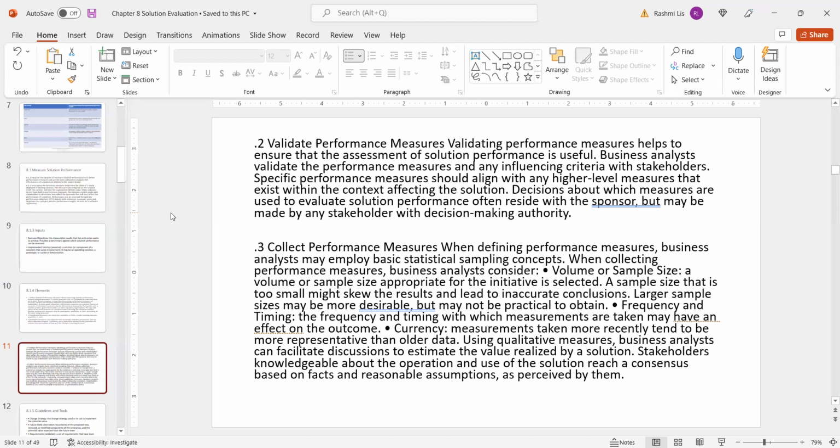Using qualitative measures, business analysts can facilitate discussions to estimate the value realized by the solution. Stakeholders knowledgeable about the operation and use of the solution reach a consensus based on facts and reasonable assumptions as perceived by them.